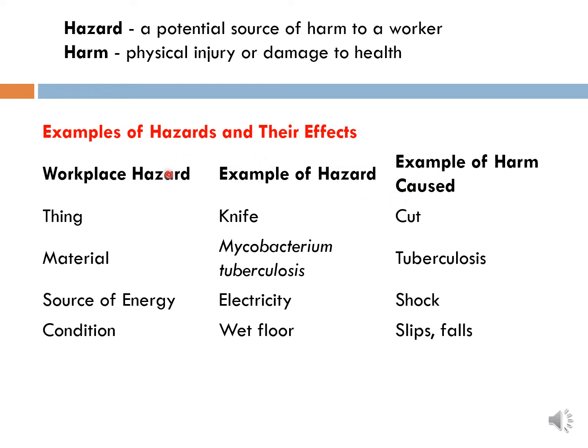In this example I will highlight the difference between these two terms. For instance, workplace hazard, example of hazard and example of harm. Here you can see that if the workplace hazard is anything, the example of hazard is a knife, and the harm will be a cut. Similarly, a source of energy is a workplace hazard, electricity is a hazard, and shock will be the harm. Similarly, a wet floor condition is slippery, and there are chances of harm. To differentiate between harm and hazards, this is a good example.